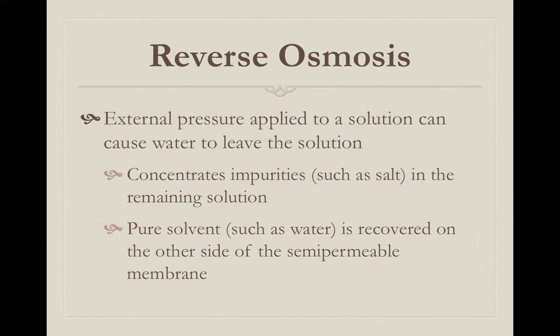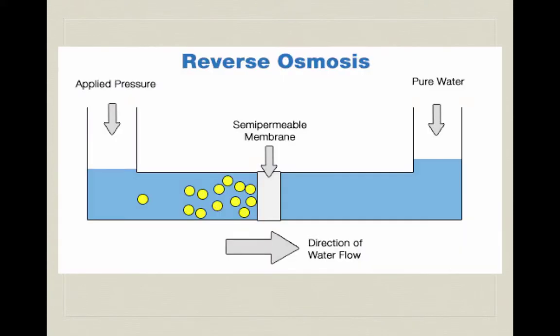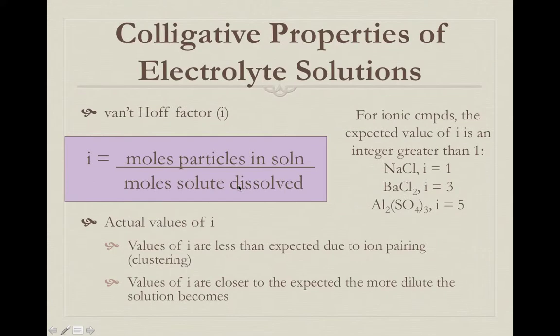Reverse osmosis is when you have external pressure applied to a solution and the water goes the opposite way. So instead of flowing downriver, from higher to lower concentration, it flows up. Concentrated impurities such as salt remain in the solution. The pure solvent is recovered on the other side. So this is how you get the solvent out. This is showing you reverse osmosis. You're applying pressure to one side so that the pure water goes through instead of all the solute.